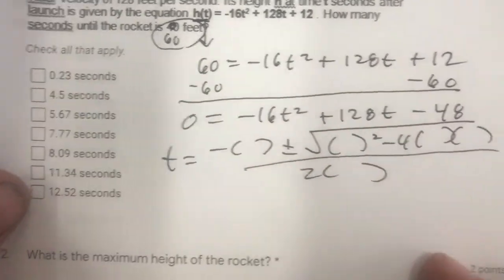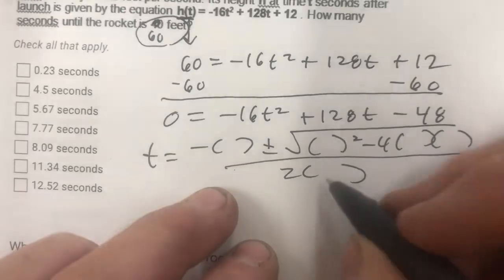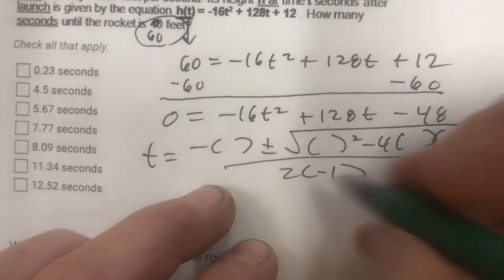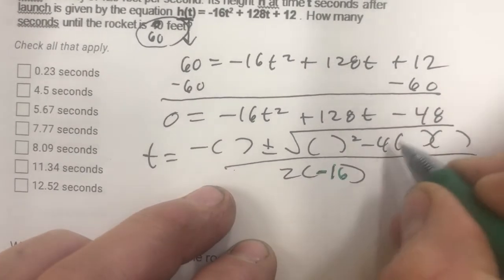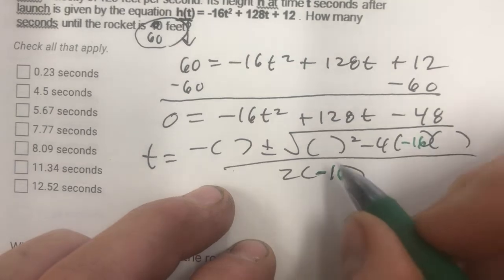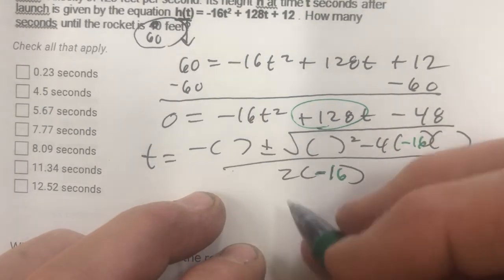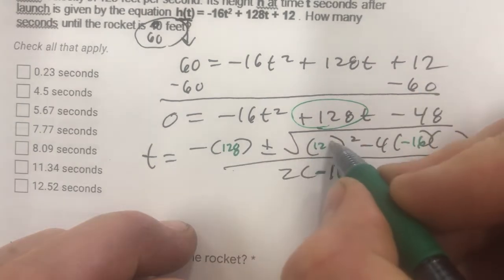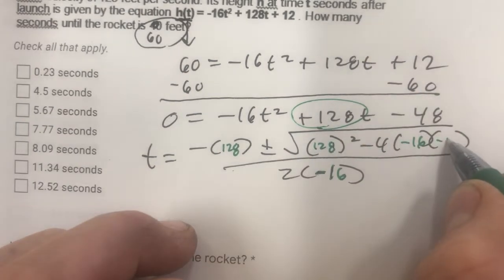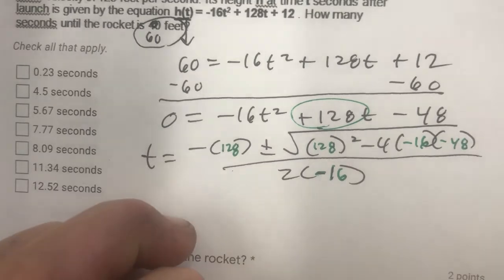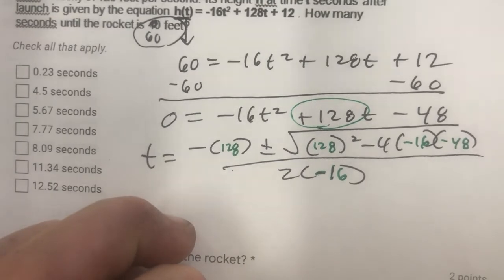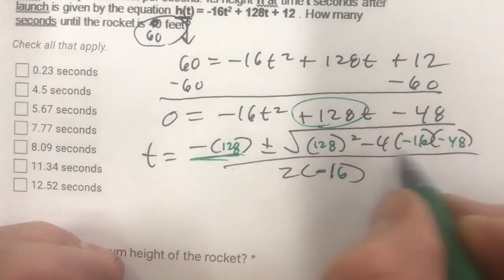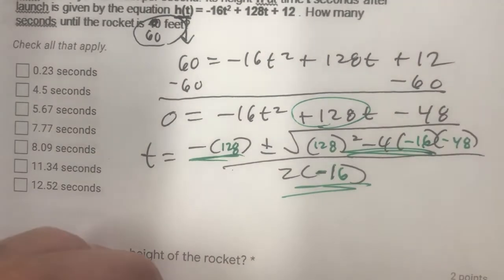All right. So in this problem, my a is negative 16. It goes here. Negative 16 goes here and here. My b is 128. 128 goes here. 128 goes there. And my c is negative 48 down here at the end. So it's putting the numbers in how they go. And then there's 1, 2, 3 things to do at one time.